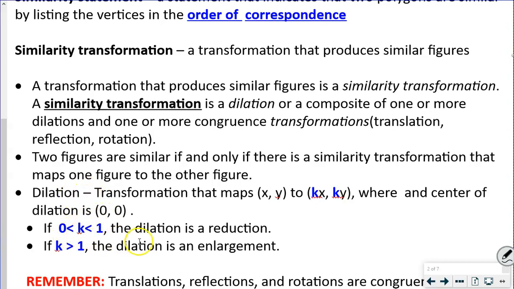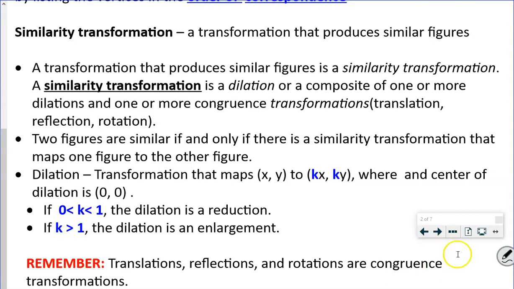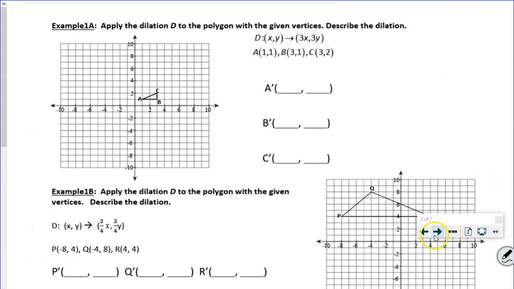So if k is between 0 and 1, then obviously it's a reduction, because that's a number that's either a decimal or a fraction, right? If k is greater than 1, then the dilation is an enlargement. So let's say that was 1.5 or 2 or 2.5, whatever, okay? Whatever that is, if it's bigger than 1, it's obviously an enlargement, okay? So remember that translations, reflections, and rotations are congruence transformations. That means they produce an image that is the exact same size, whereas when we dilate it, it gets bigger or smaller, okay?